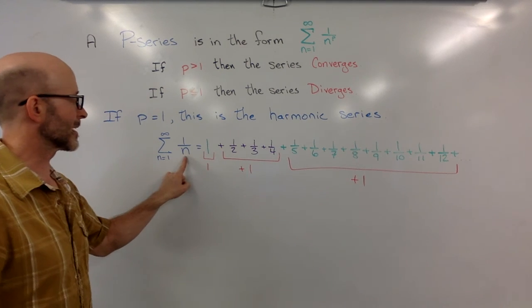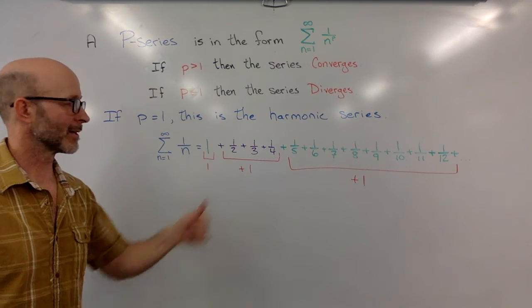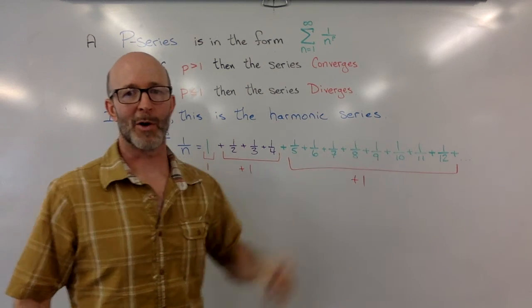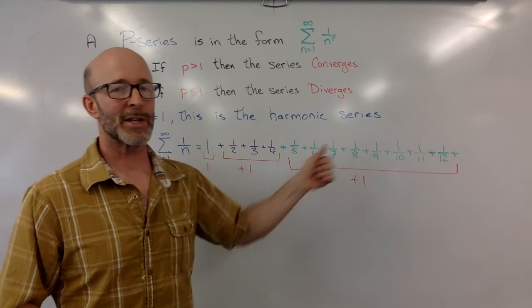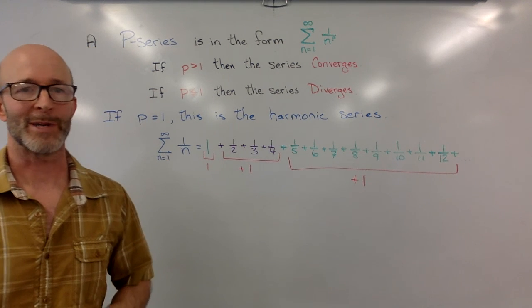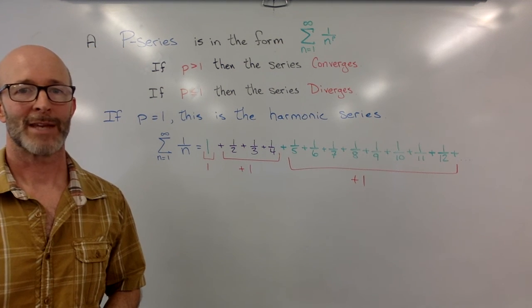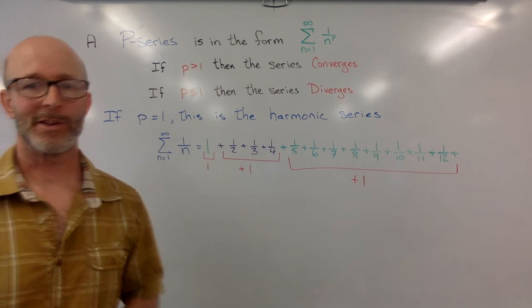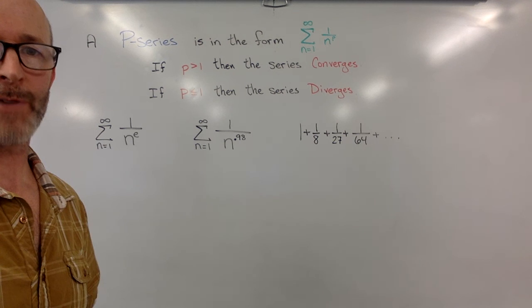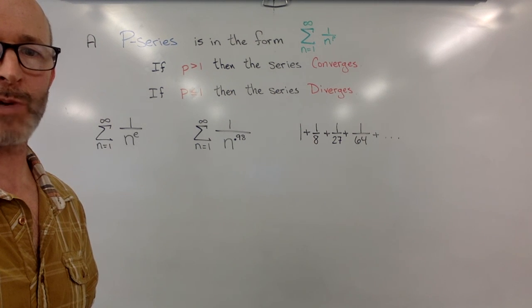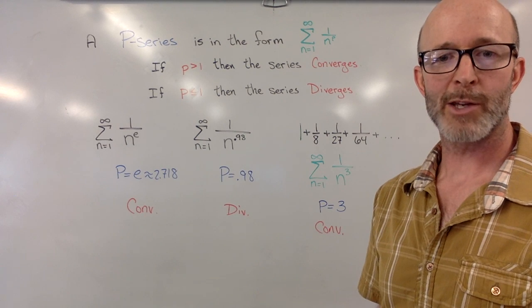If you have this to any other power greater than 1, these will continue to grow, but they will grow so small that the amount that you add on eventually will reach a limit. And you can find that. So that's the unique part of the p-series. Remember, for a p-series, first determine p. These are 3 more examples. And once you know p, you know if it converges.